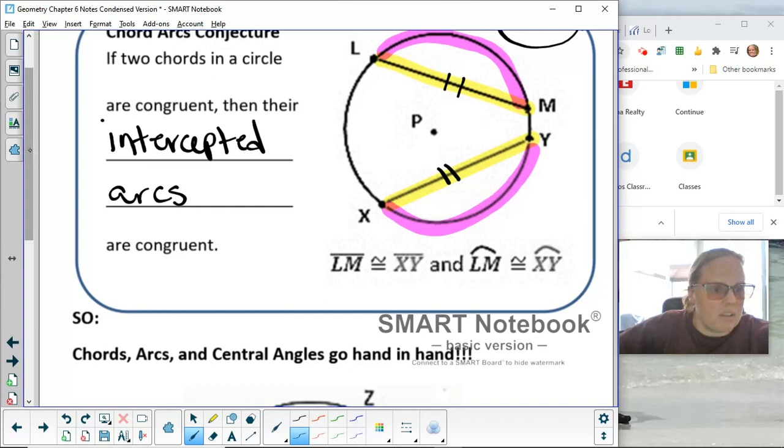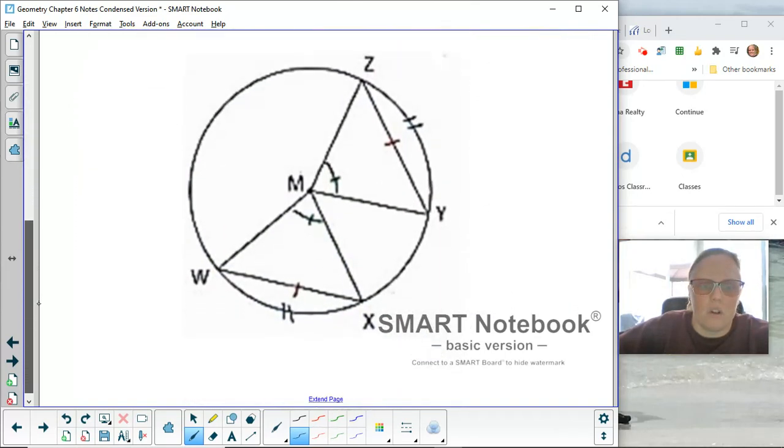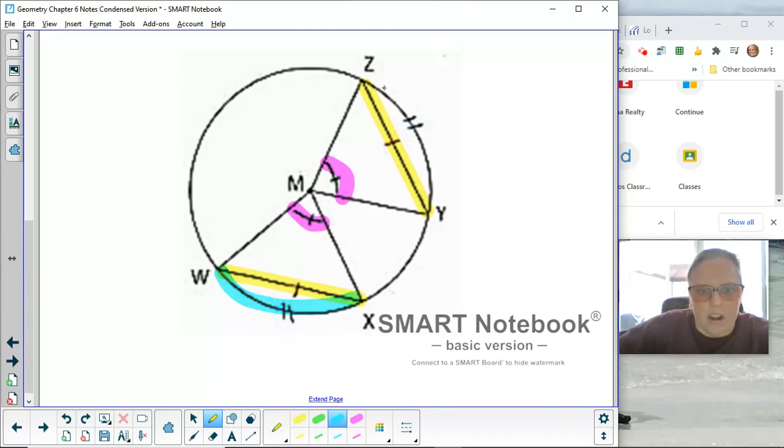So anytime we're looking at chords, arcs, and central angles, they kind of all go together. So if we know that the chords are the same, then we automatically know that the central angles are the same, and that also lets us know that the arcs are the same. Great.